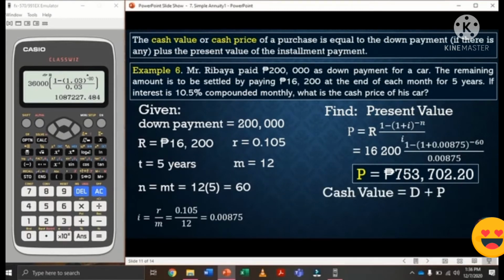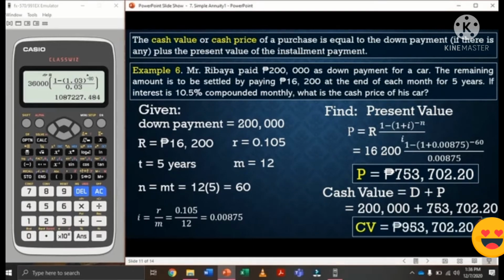So, makuha natin ngayon ang cash value or the cash price, that is down payment plus the present value. So, meron tayong down payment na 200,000 plus the present value. So, magkano yung cash price ng car? The cash price or the cash value is 953,702.20. Alright? So, using the calculator, check natin yung present value natin.